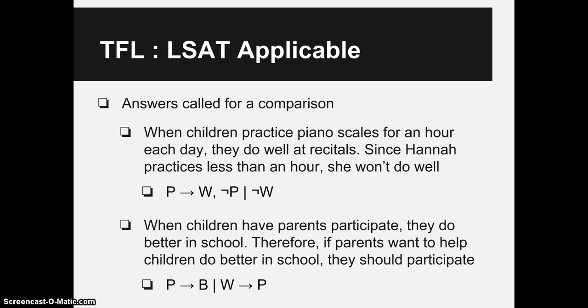Answer choice D is: when children have parents participate, they do better in school. Therefore, if parents want to help children do better in school, they should participate. This is kind of a weird thing that comes across the problems of truth functional logic, which is that it's kind of limited in what it can do. If you want to model this, you have to do: if children have parents participate, then they will do better. But then if parents want to help, then they should participate. So if P, then B. If W, then P.